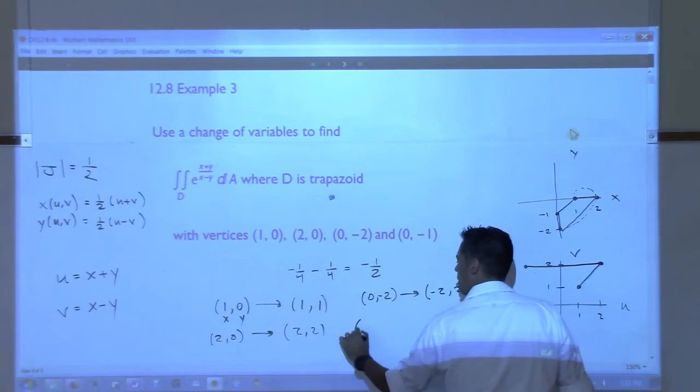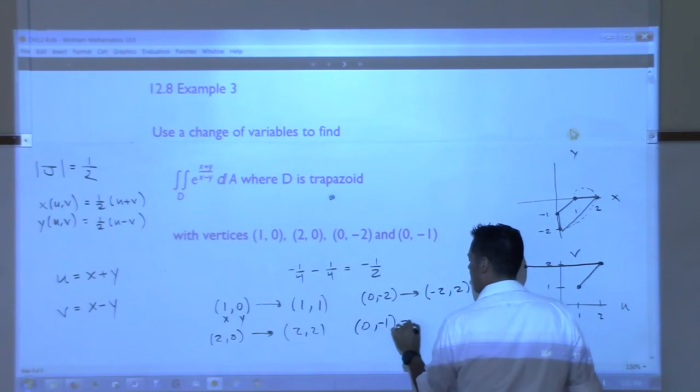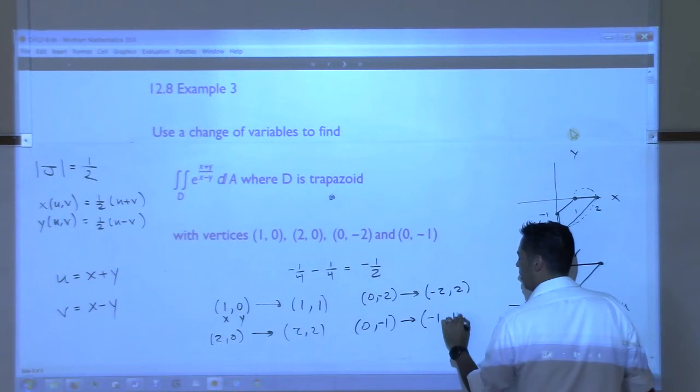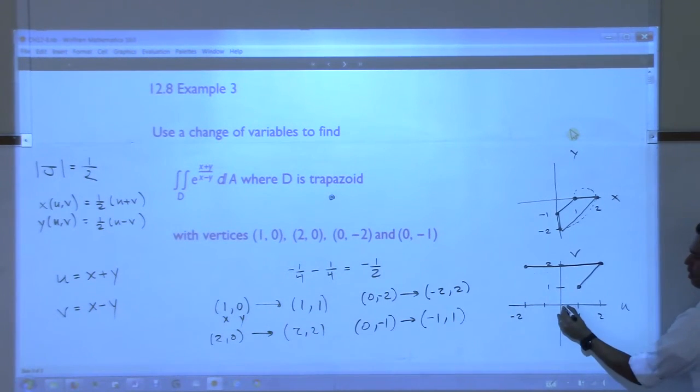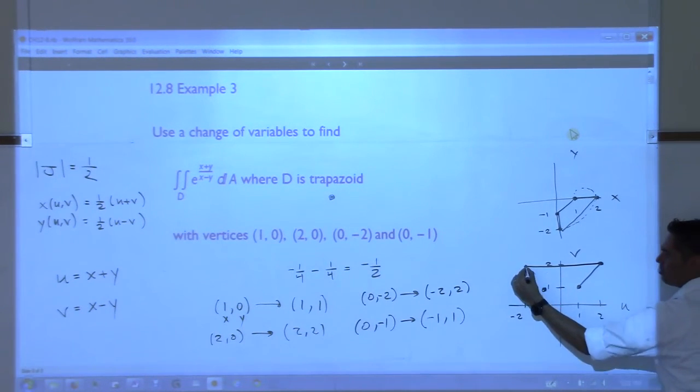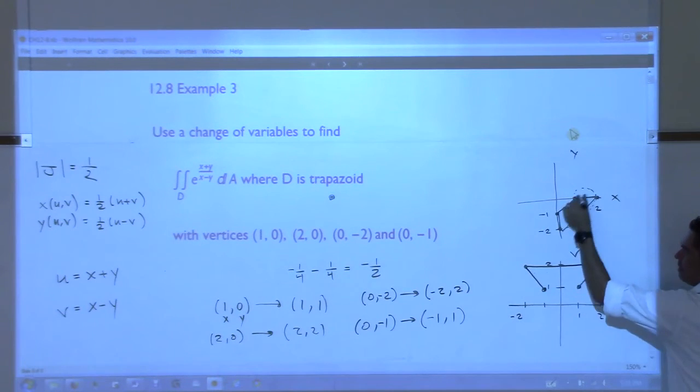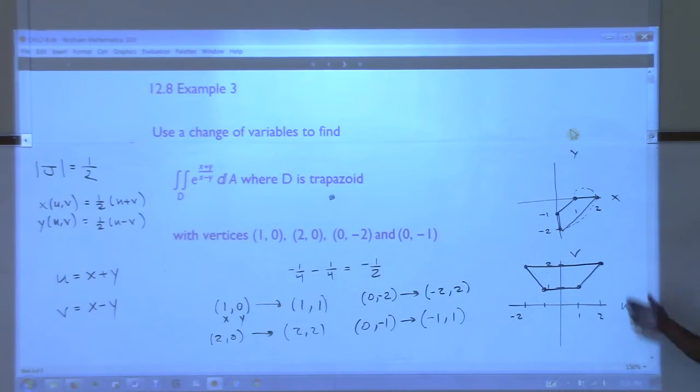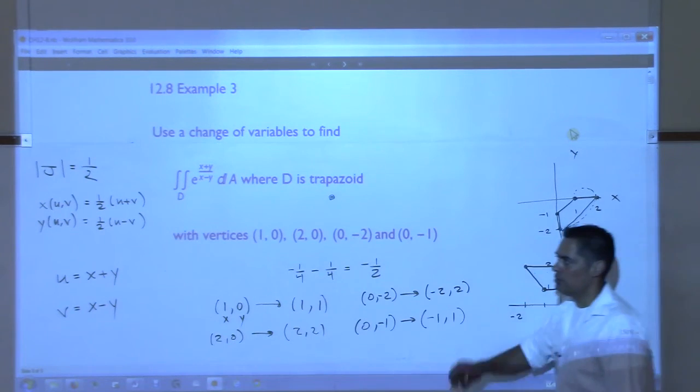And then, let's go, where are we? This one? 0, -1. So that's going to go, should be -1, 1, right? Yes. So -1, 1 goes here. Those two are connected, and that connects back. So we went from a trapezoid to a trapezoid. So you would say, what are you doing? You're crazy, right? You're a crazy person. But the good thing is we can integrate this now, right? This we could still handle, but now we can do the double integral.